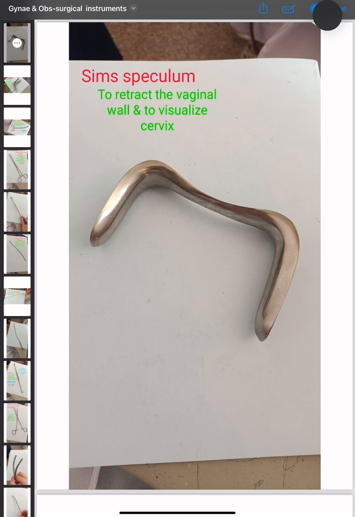So, starting from the instruments, the first instrument is the speculum. This is a speculum, and it is used to retract the vaginal wall and to visualize the cervix. For example, this is the vagina, and these are the anterior and posterior lips of the vagina. So one portion of this speculum is inserted here, and the vaginal walls are retracted. So this is used to visualize the cervix.